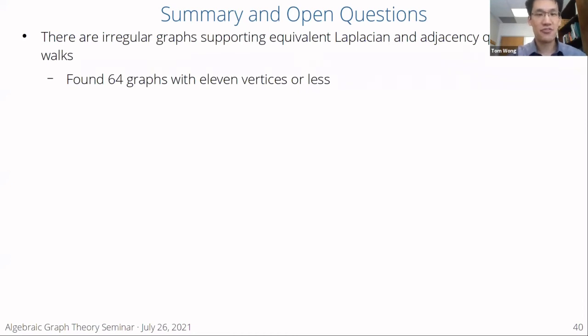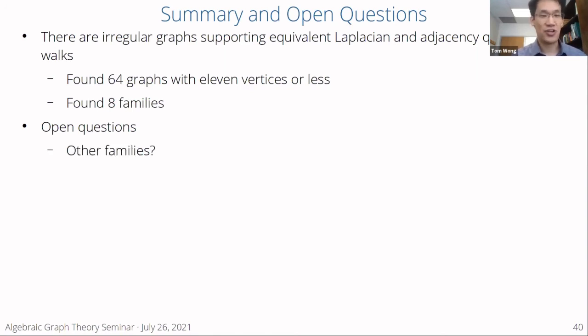So yeah, we found 64 graphs, irregular connected simple graphs, whatever adjectives you want to add in there, with 11 vertices or less where you get these equivalent walks. From that, we found 8 families of graphs. And there's a ton of open questions from this because this kind of opens up a whole new avenue of things to investigate. One is obviously, are there other families besides those 8? And I'm sure there are. I'm not clever enough to think that I've caught all of them.